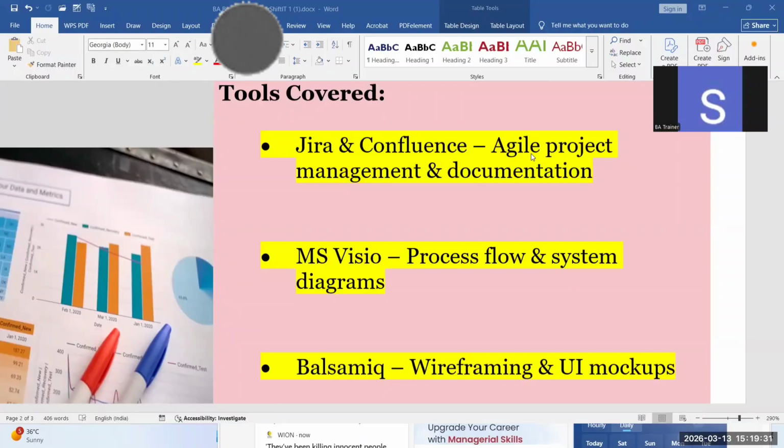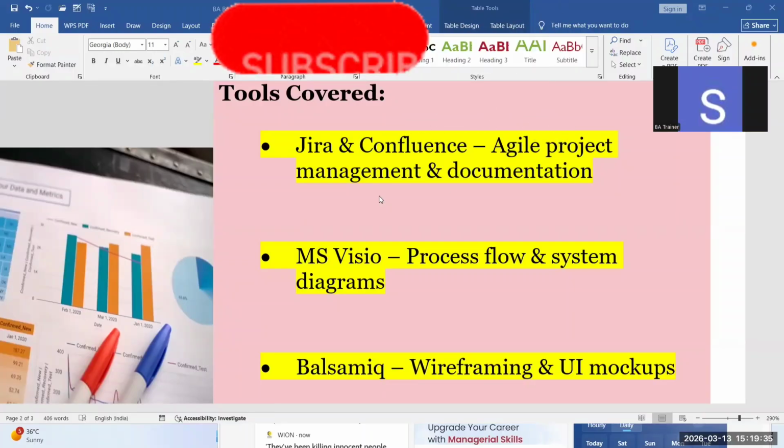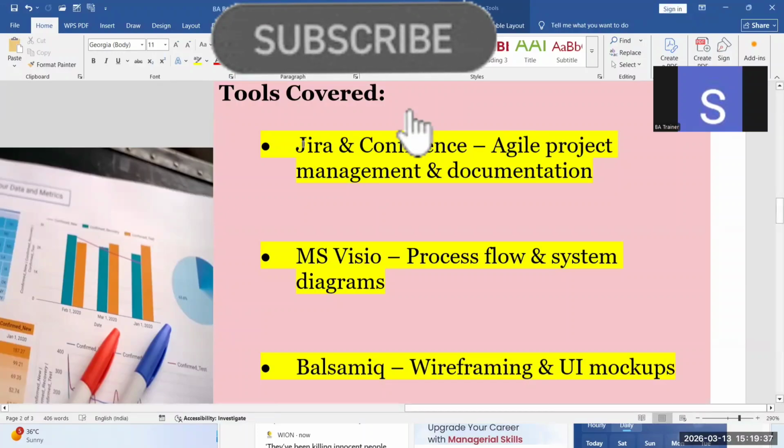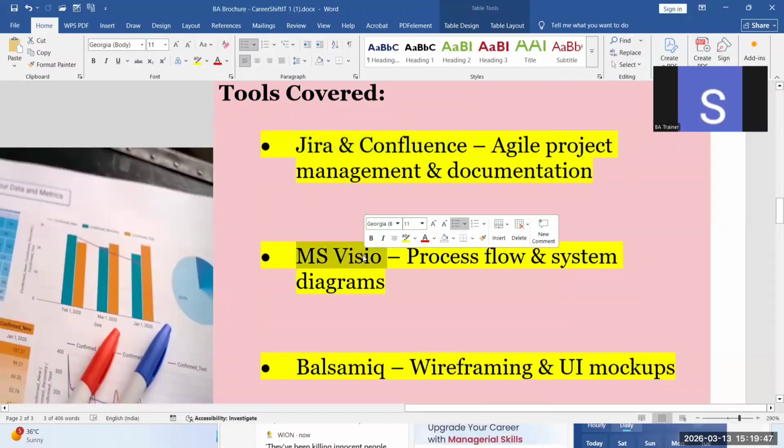When it comes to the tools we are going to teach in this crash course, the tools involve Jira, which is very important for a business analyst, and Confluence. Along with these two tools, we are also going to educate you on MS Visio, which is used for creating process flow diagrams for a business analyst. So we will be teaching you MS Visio as well.